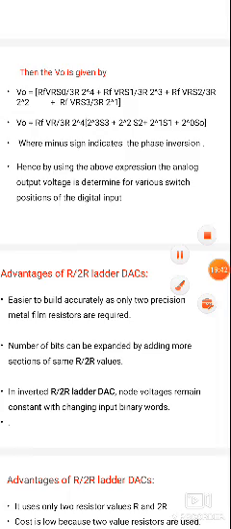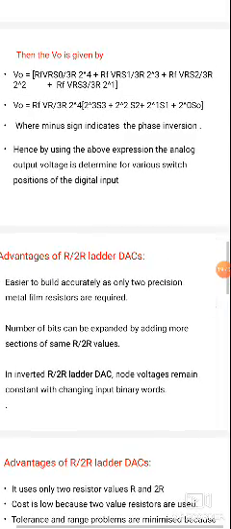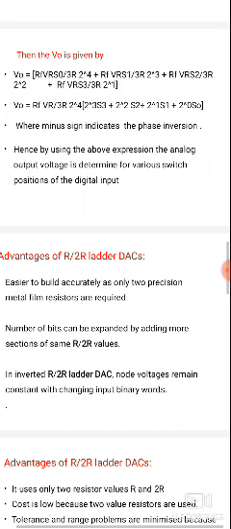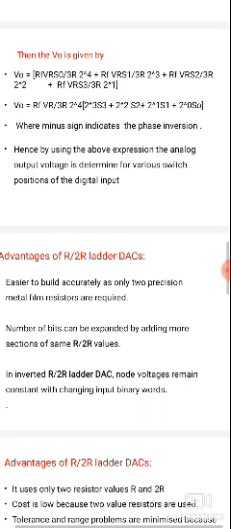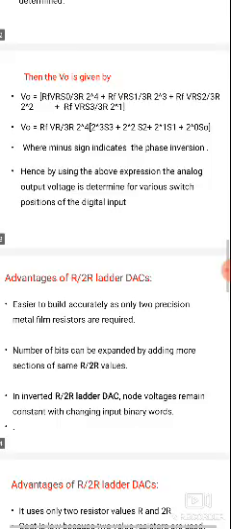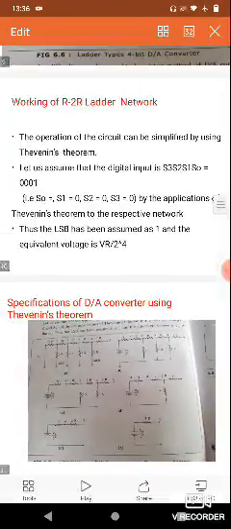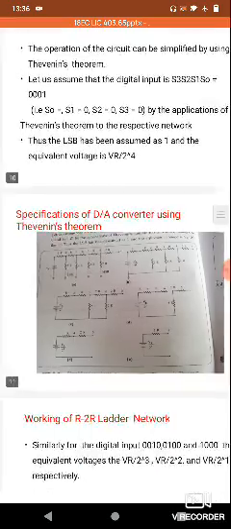Simplifying the above equation, we get V0 equals RF into VR by 3R into 2 power 4, times 2 cube into S3 plus 2 square into S2 plus 2 power 1 into S1 plus 2 power 0 into S0. The minus sign indicates phase inversion. So the complete circuit, the R-2R ladder network, is simplified using Thevenin's theorem.